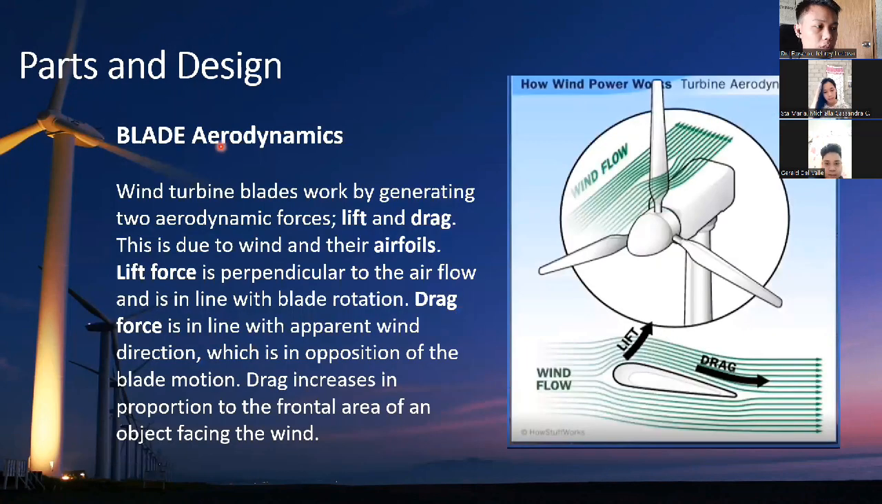Then next is blade aerodynamics. Wind turbine blades work by generating two aerodynamic forces, lift and drag. This is due to wind and their airfoils. Lift force is perpendicular to the airflow and is in line with blade rotation. Drag force is in line with the apparent wind direction, which is in opposition to the blade motion. Drag increases in proportion to the frontal area of an object facing the wind. So ito yung lift, and then yung drag is yung sa may gawing puno ng blade.